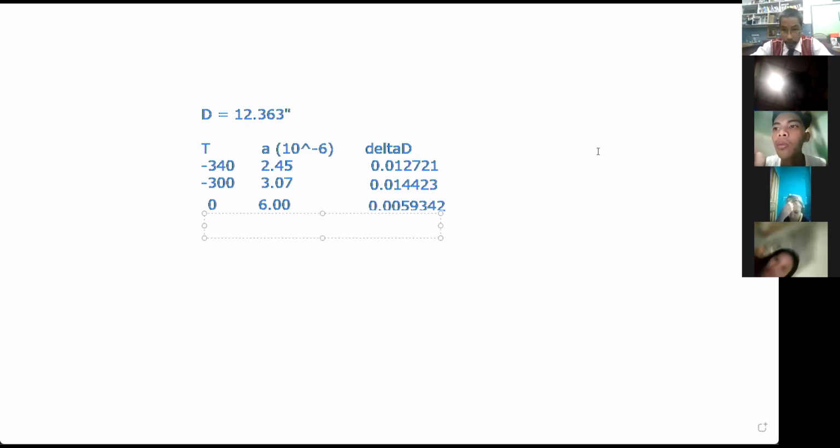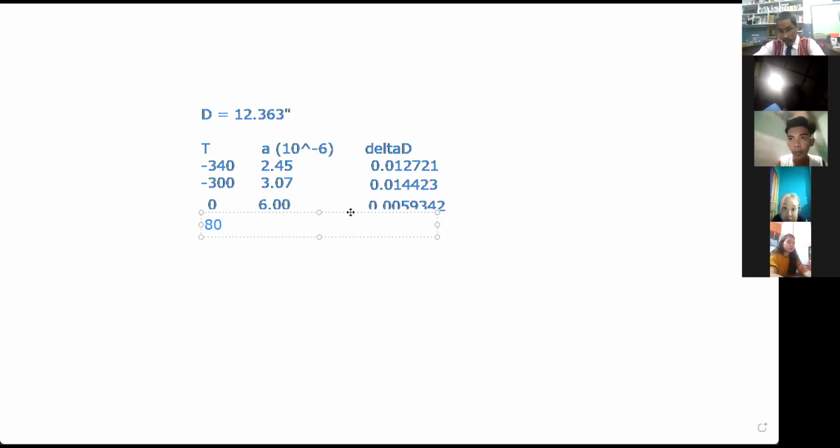Okay, the next one is 80 degrees Fahrenheit. So what is the coefficient of thermal expansion at the ambient temperature of this? I will look it up. Look it up yourself. You have to look it up. At 80, that is 6.47. So let us compute.